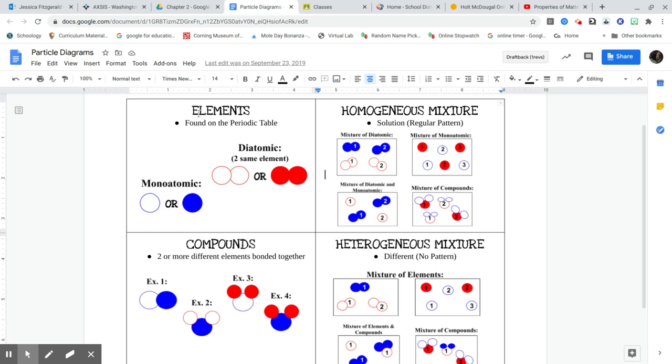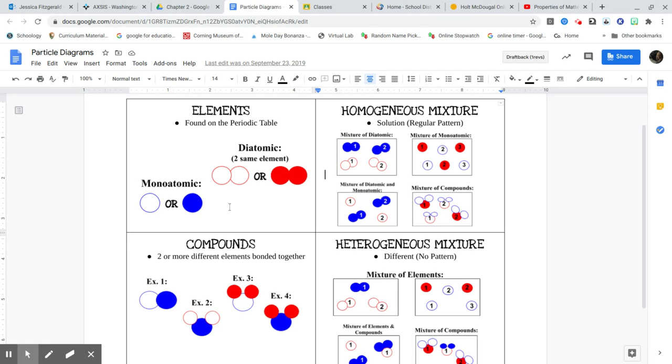So let's first look at elements, our first type of pure substance. Remember, elements are found on the periodic table and they can't be broken down into simpler substances. We have two types of elements: monoatomic and diatomic. Most of the elements that make up your periodic table are monoatomic, which means in nature you will just find a single element like iron, silver, gold. Those are all examples of monoatomic.